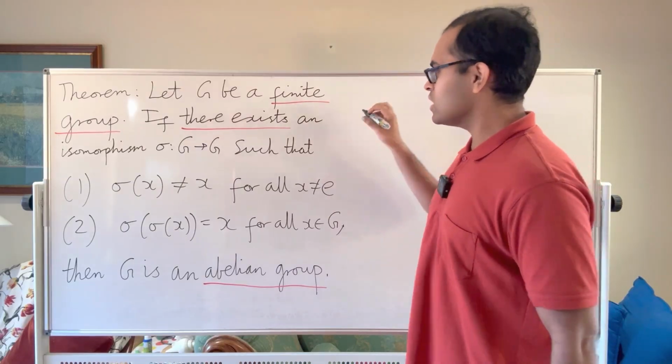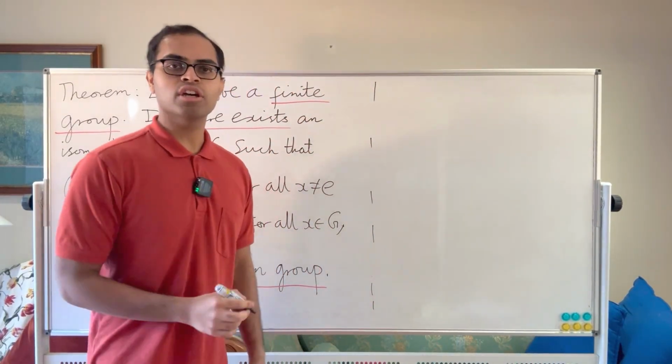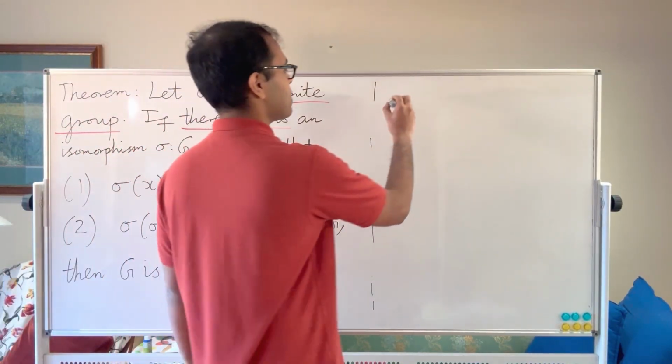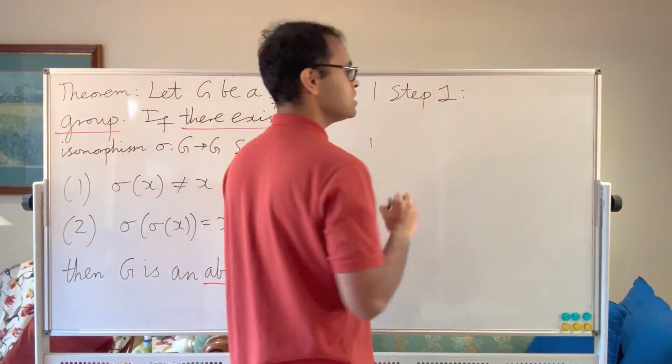So we just know that there is this function from G to G satisfying certain properties, and then we're going to conclude that G is abelian. Okay, so we're going to do the proof in 2 steps, and you're going to see the steps as we go along. So step 1 is the following.